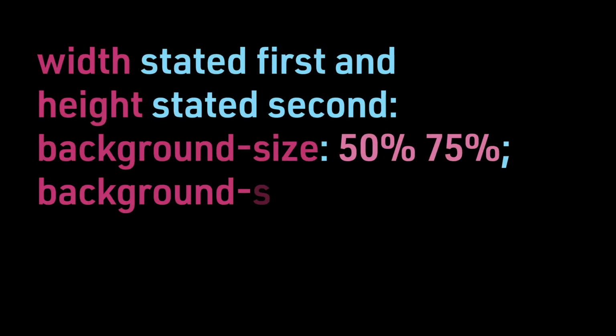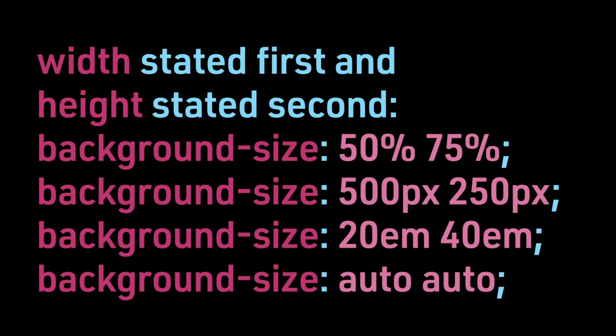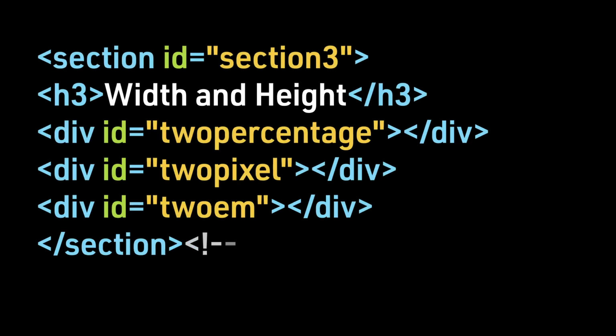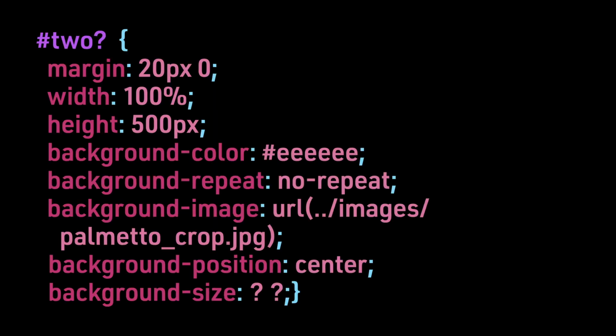Width stated first and height stated second. Background size 50%, 75%, background size 500 pixels, 250 pixels, background size 20 em, 40 em, background size auto. Here's the HTML of our demo file for specifying the width and the height. We will look again at examples using percentages, pixels, and ems. This is the CSS. The question mark is used to indicate that these can change depending on our example.